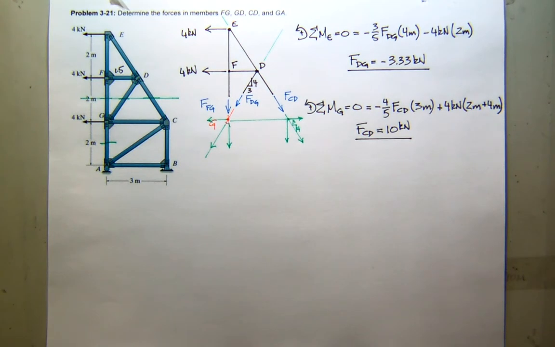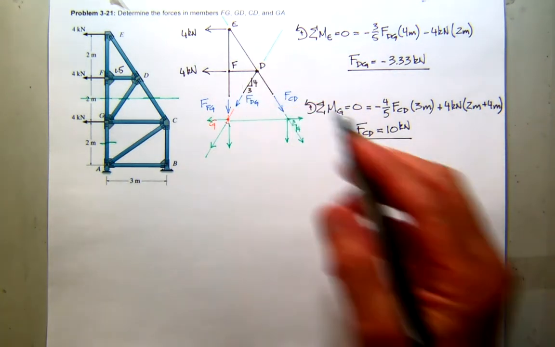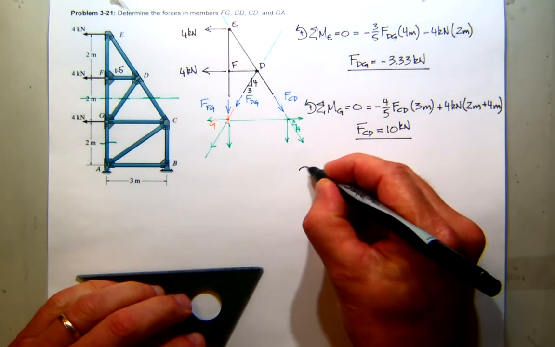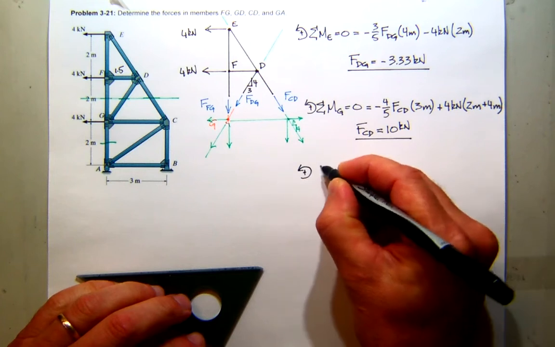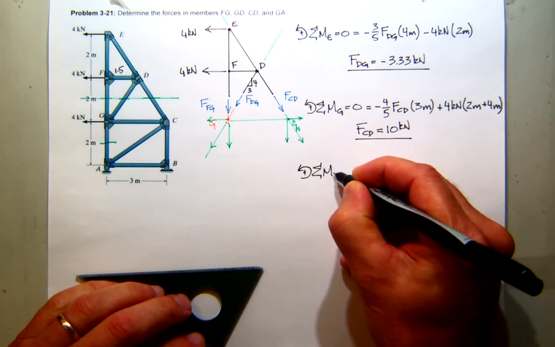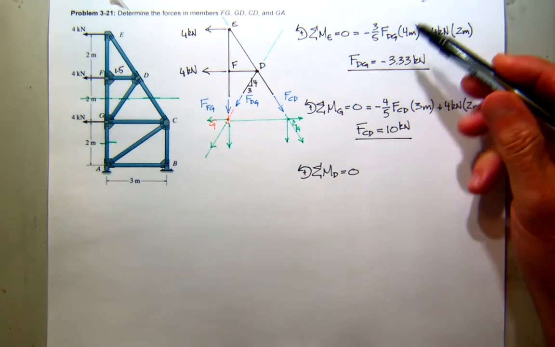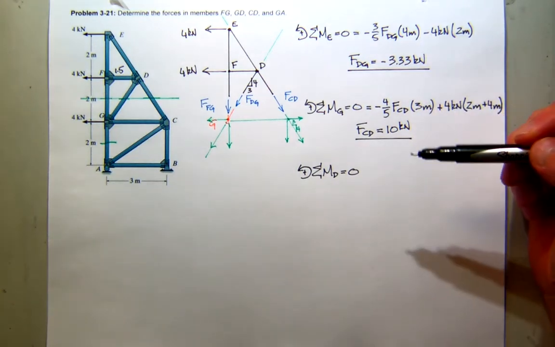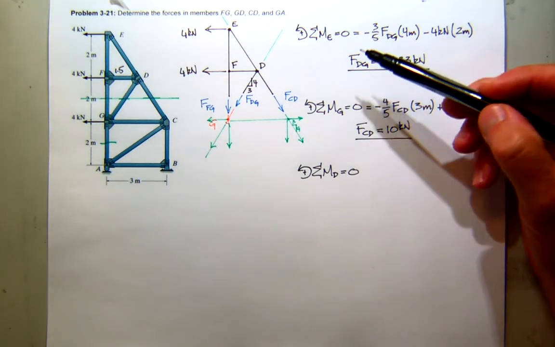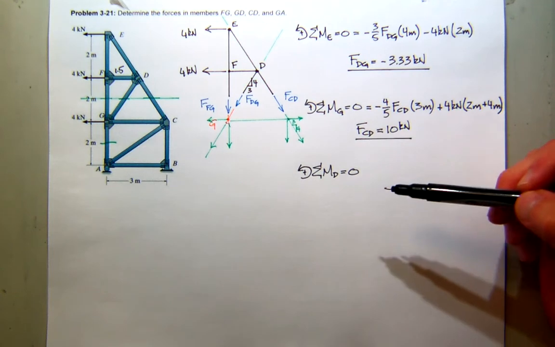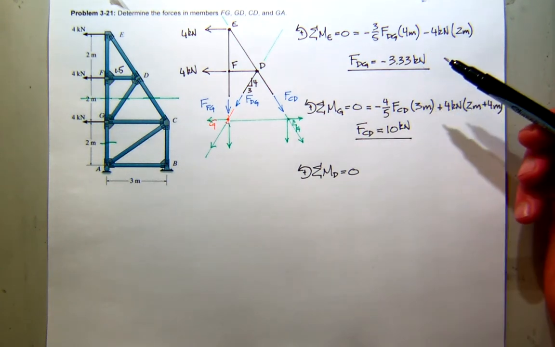So what's left? We're going to sum moments about D. Now the reason we're doing this, you might think, why am I doing it this way? I could write these equations in any order I want. It won't matter. It doesn't matter that I don't have to do E first, and then G, and then D. They're all independent of each other. You can do it any way you want.